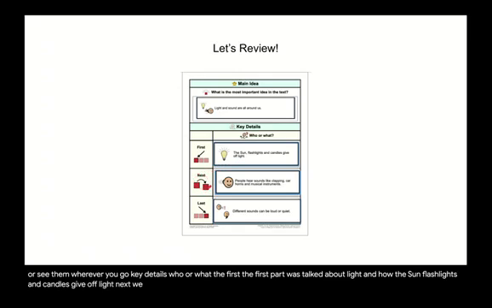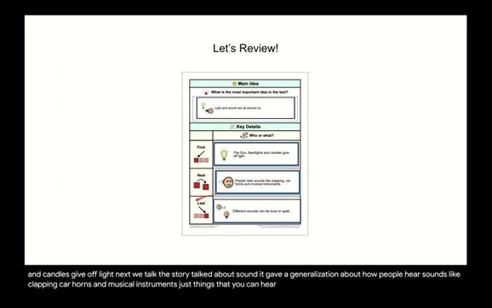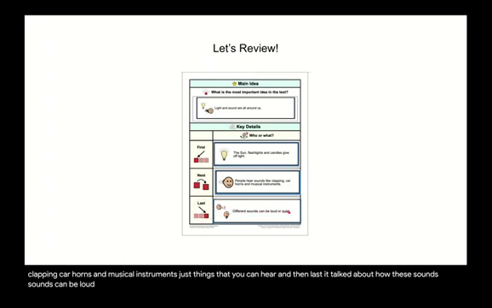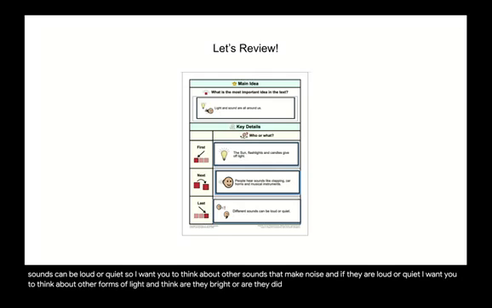Next, the story talked about sound. It gave a generalization about how people hear sounds like clapping, car horns, and musical instruments, just things that you can hear. And then last, it talked about how these sounds can be loud or quiet. So I want you to think about other sounds that make noise, and if they are loud or quiet. I want you to think about other forms of light and think, are they bright or are they dim?